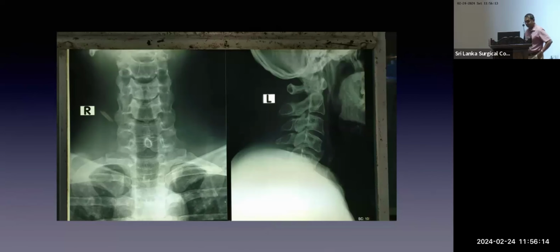Right. So taking into consideration now, this patient is a 34-year-old who came after an accident, complained of neck pain, no neurology. This is the X-ray. Do you see any abnormalities?